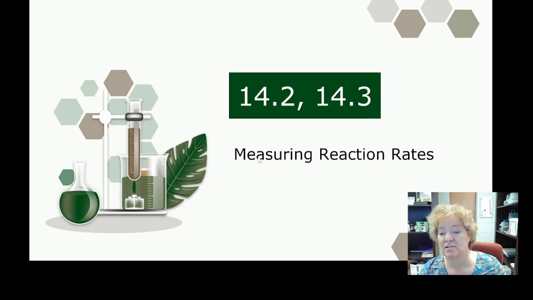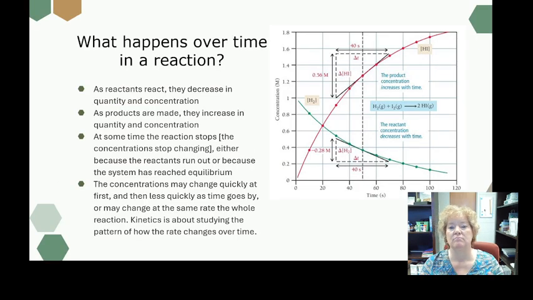We begin the kinetics chapter, chapter 14, by talking about how we would measure a reaction rate and what it is. So generally speaking, what happens in a reaction over time as far as the quantities of the substances? Reactants are going to decrease in quantity because as they're reacted away, they disappear. And the number of products is going to slowly increase in quantity over time.